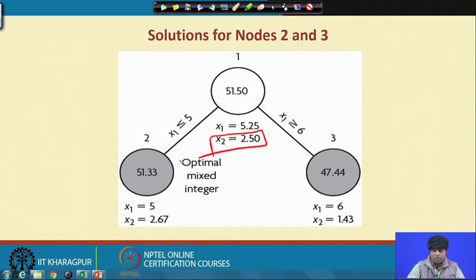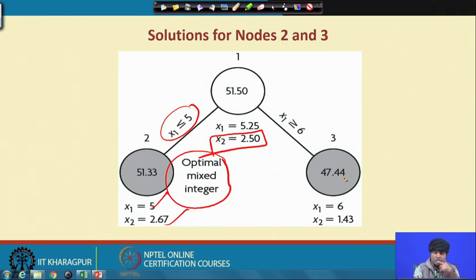So, now you can go through x1 branching. Since x1 is 5.25, there are two different constraints again. One will be x1 less than or equal to 5 and another one is x1 greater than or equal to 6. Again we start the process, and here you will find a solution corresponding to these additional constraints, where x1 is integer type and x2 is non-integer type, and that is what is called mixed integer programming.